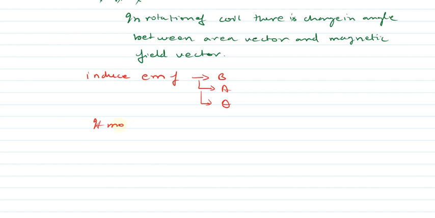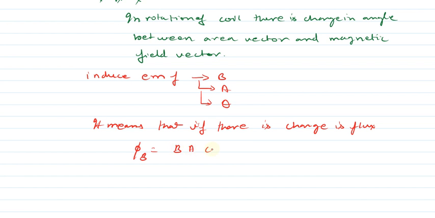We can directly say that there is a change in flux. It means that if there is a change in flux, that is, magnetic flux is equal to magnetic field times area times cos theta, so if there is a change in magnetic flux, then the EMF will be induced in the conductor.